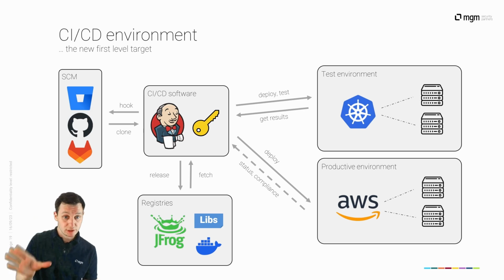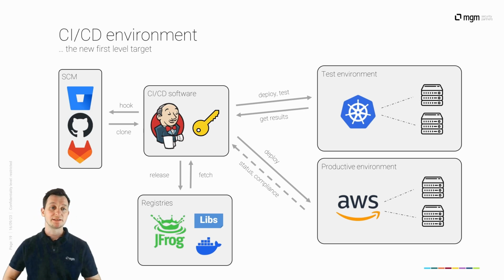So what did we learn so far? We learned so far that the CI/CD environment is a very important part of the company ecosystem, and that when an adversary gets access to the CI/CD components, let it be the source code management system or a registry or the CI/CD software or the testing environment, productive environment, they get many rights in our companies, and we do not want adversaries to have these rights, of course not.